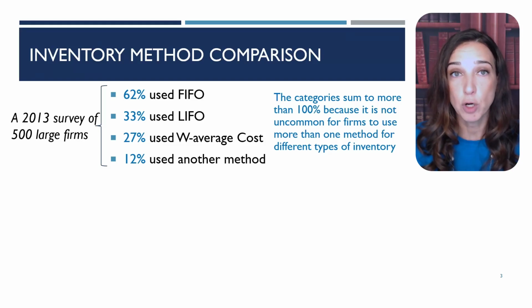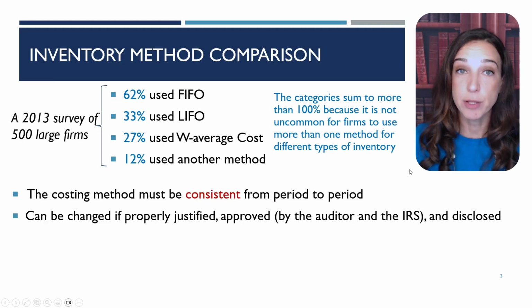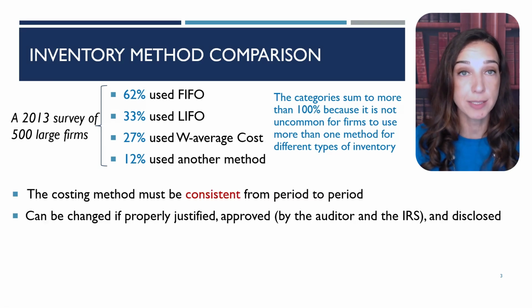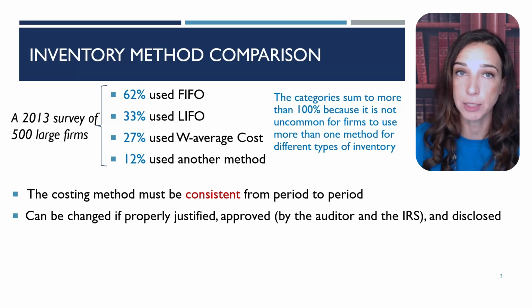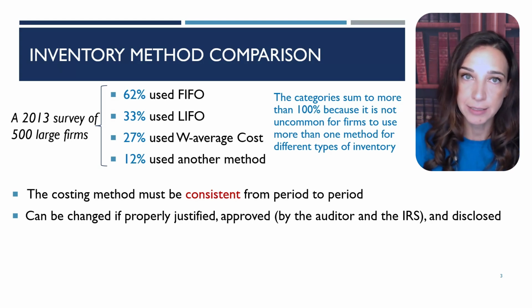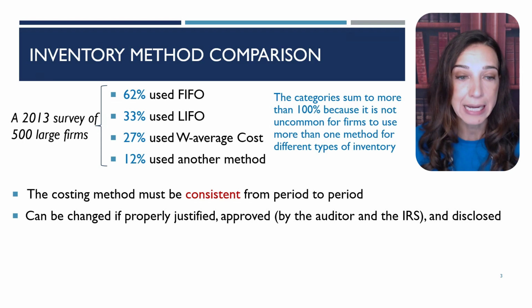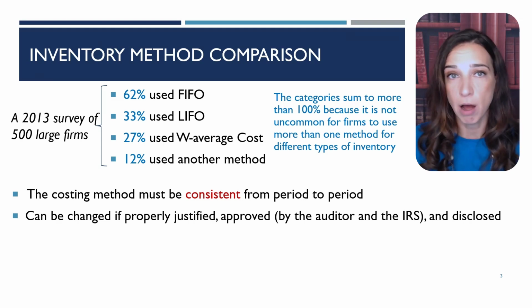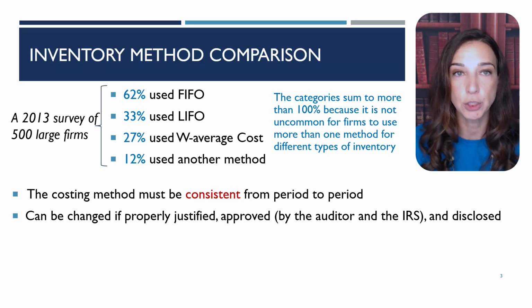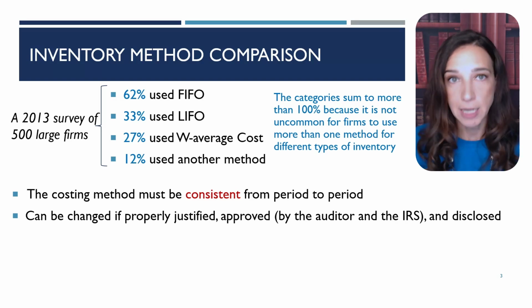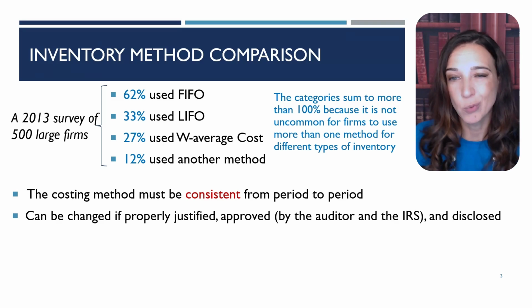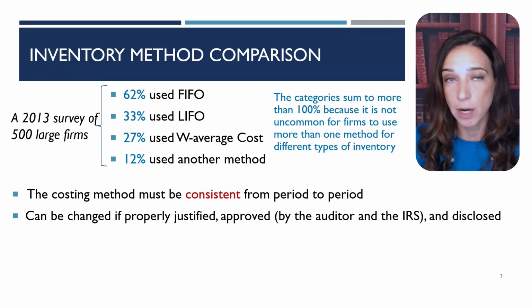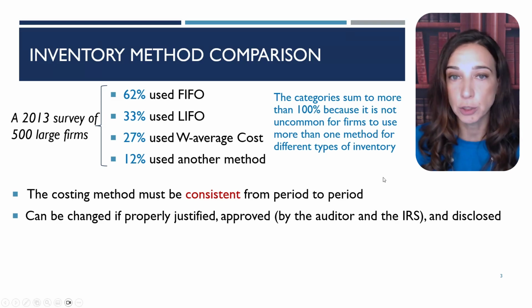You could have firms which elect multiple methodologies for various types of inventory. However, the regulators do have the expectation that the costing method is consistent from period to period. So once you have elected into a methodology, you are locked into it. Is it possible to change? Yes, but there are a few hoops to jump through. The change needs to be justified, so you need to have an economic reason or operational changes that you're going through. It needs to be approved, so signed off by the auditor and by the taxing authorities, and it also needs to be disclosed.